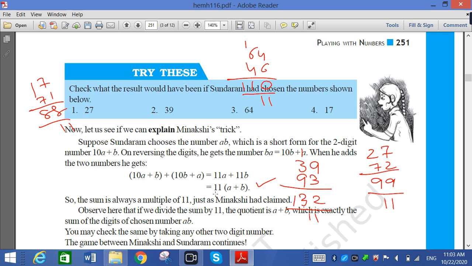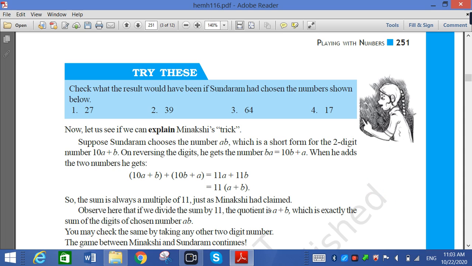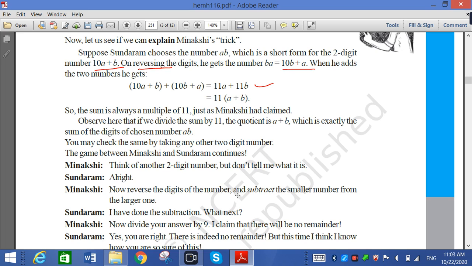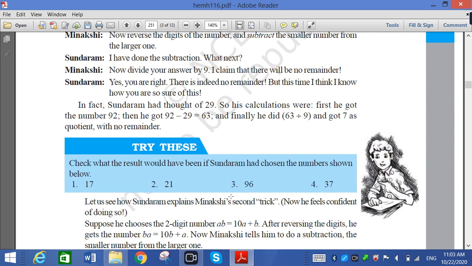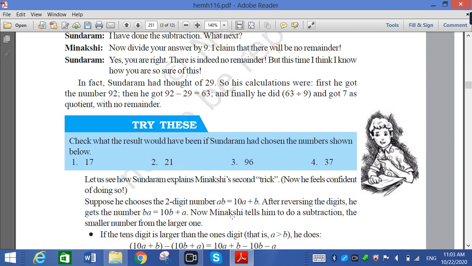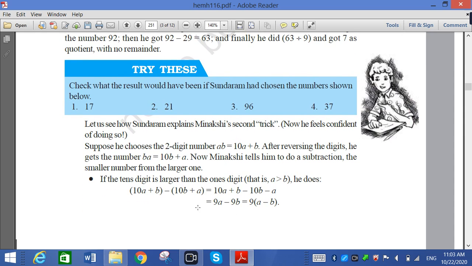Why is it possible? That is already described here. Sundaram chose the numbers a and b, which in short form make a two-digit number, that is 10a plus b, and its reversed order, that is 10b plus a. If I add it, 11 is common, so it is always divisible by 11. So always remember that. And if we subtract, then it is always divisible by 9. That is also explained here.